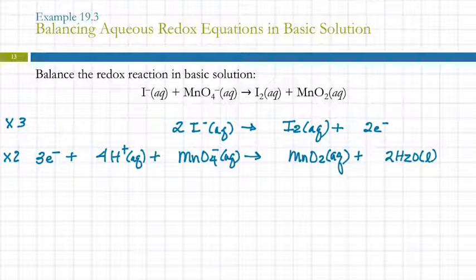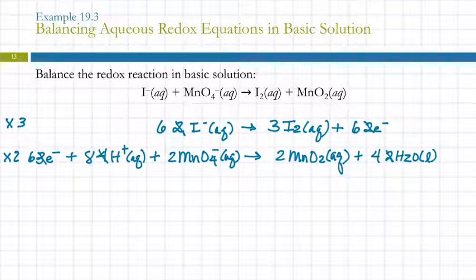So if I multiply everything by 3, I'm going to get 6 and 3 and 6. The bottom I'm multiplying by 2. Times 2 is 6, times 2 is 8, times 2 is 2, times 2 is 2, times 2 is 4. I have to say times 2 to myself because otherwise I forget what I'm doing.